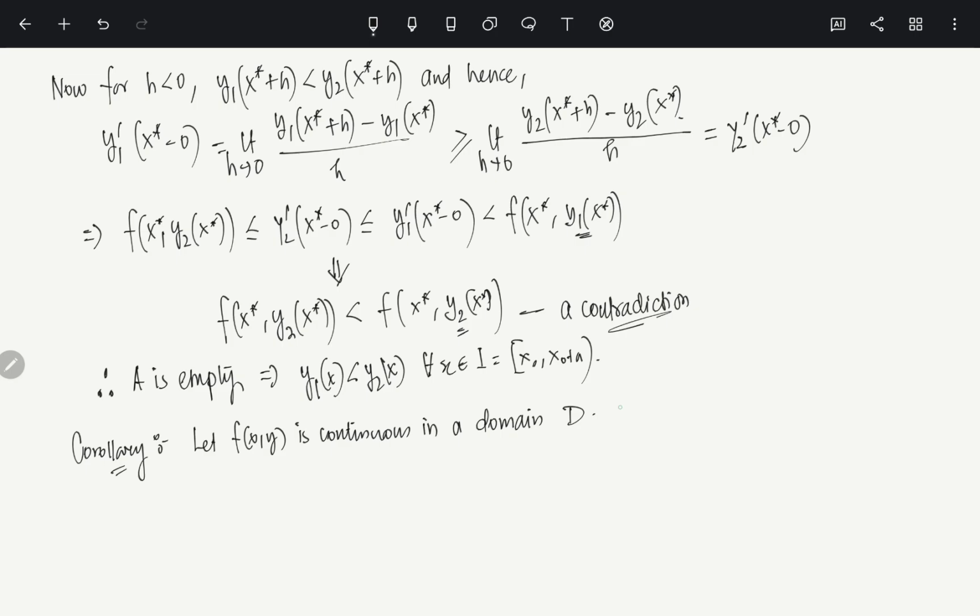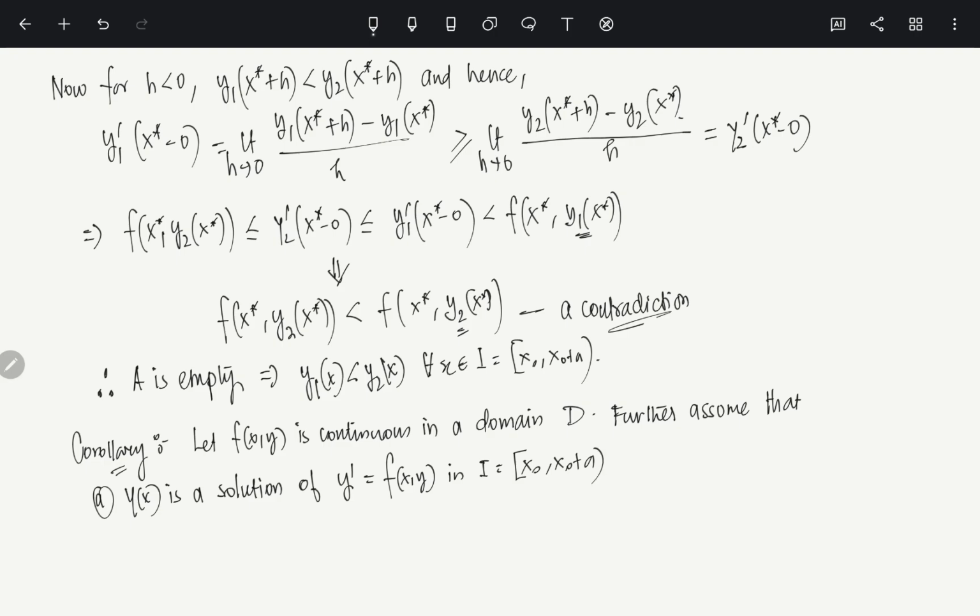Now further assume that y of x is a solution of y prime equals f of x, y in I, and what is I? x naught to x naught plus a. Clear? So this is the first condition.